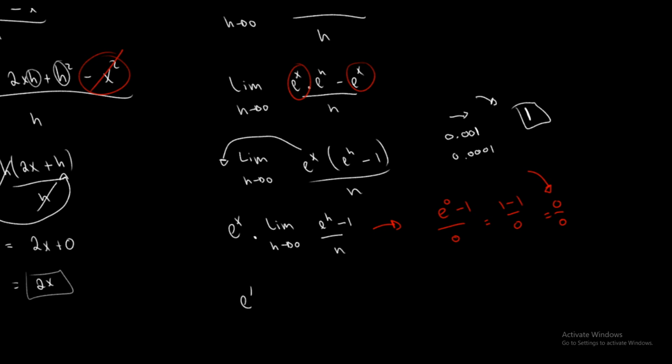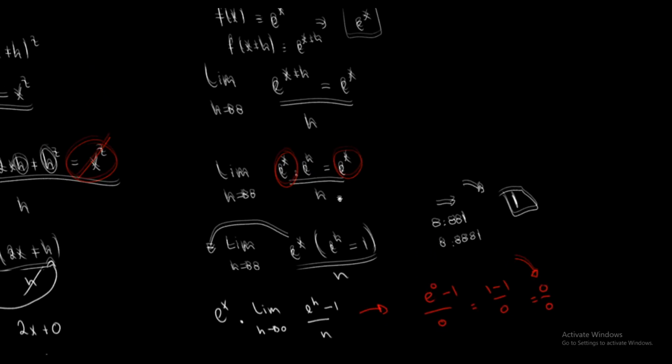So therefore, if the limit as h approaches 0 under the assumption is 1, we can say e to the x times 1, and therefore we get e to the x. I would highly recommend you go use a calculator and try this one. It's a very interesting derivative, this e value. Okay, so now I'm going to do one more.